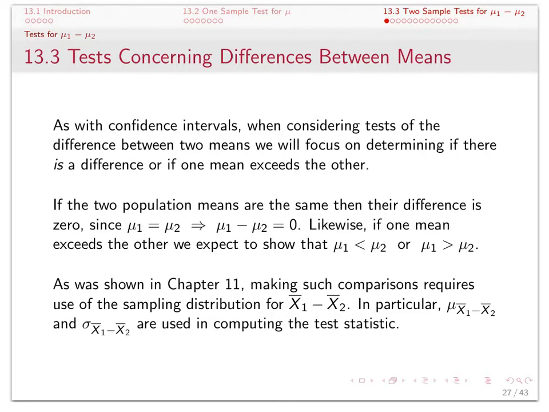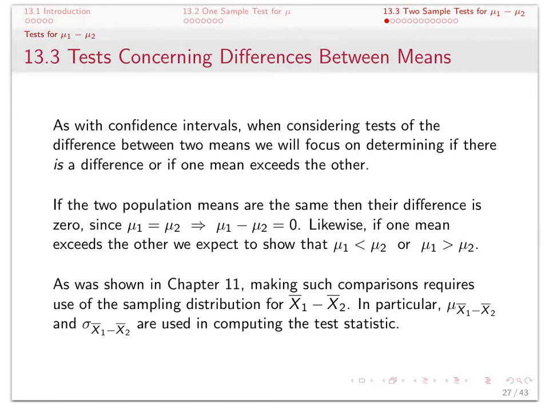So for example, if the two population means are the same, then their difference is 0, since mu1 equal to mu2 would say that mu1 minus mu2 is 0. Likewise, if one of the means exceeds the other, we expect to show that either mu1 is less than mu2 or that mu1 is greater than mu2. So that will tell us some information about our alternative hypotheses.